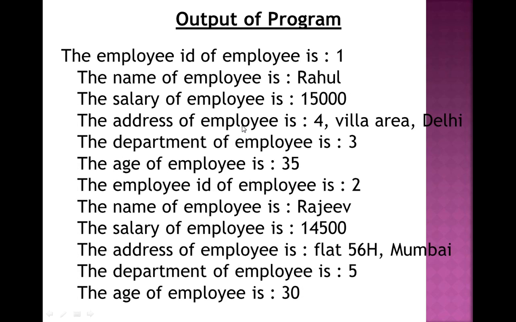These are the outputs of the program. First of all, employee ID of employee is 1, Rahul, 15,000, address, department, age. Now employee ID of the other employee is 2, Rajiv, 14,500, this is your address, this is your department number, and then there is the age. This is the output, how we can access and use the structures in C language.